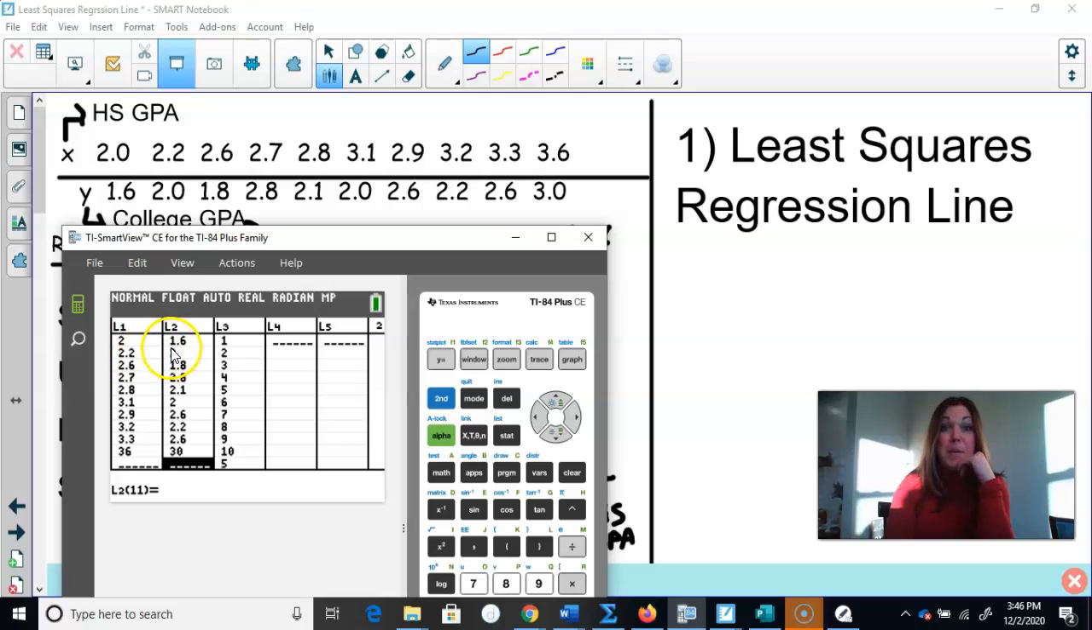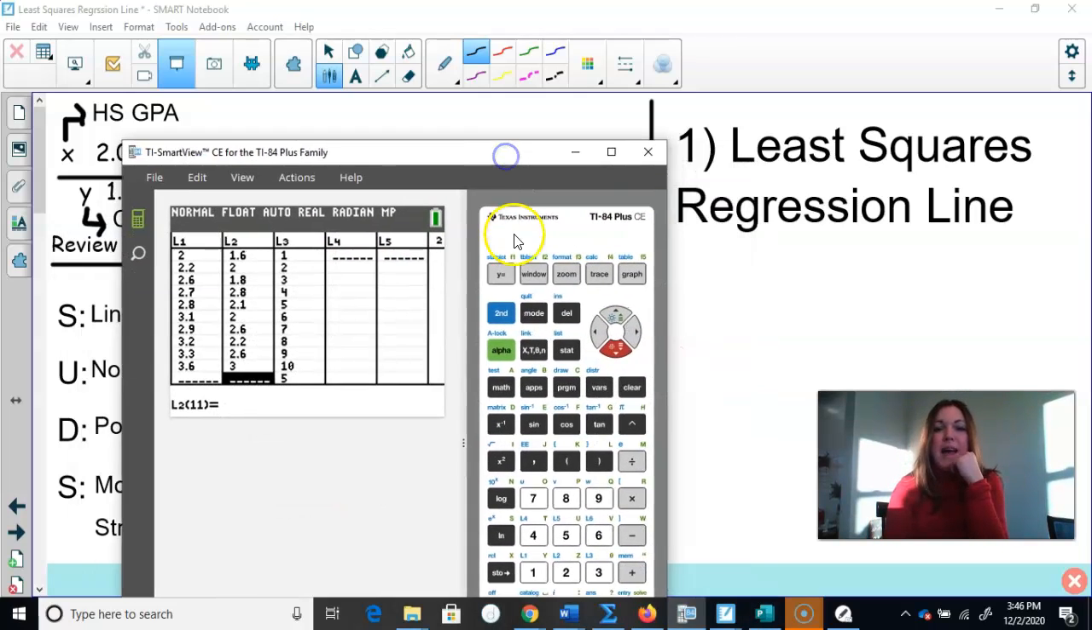Just double check that you have them all right before you proceed, just to make sure. It takes a little more time to check, but in the end, it's less time in case you make a mistake. So you want to catch that mistake. So we have 2 and 1.6, 2.2 and 2, 2.6, 1.8, 2.7, 2.8, 2.8, 2.1, 3.12, 2.9, 2.6, 3.2, 2.2, 3.3, 2.6, and look there, I made an error. So good thing I caught that, huh? 3.6 and 3.0. Very good.